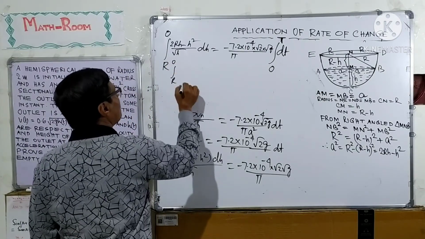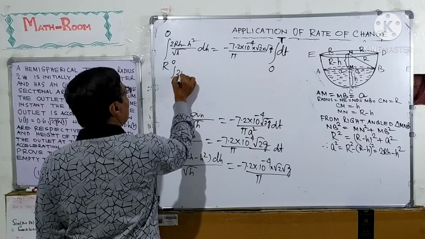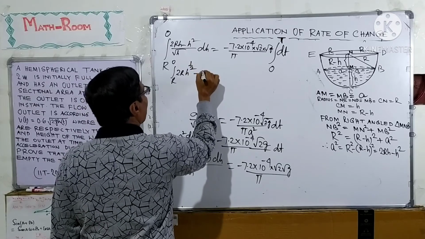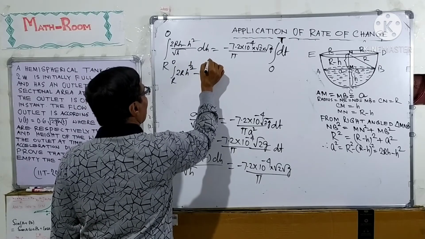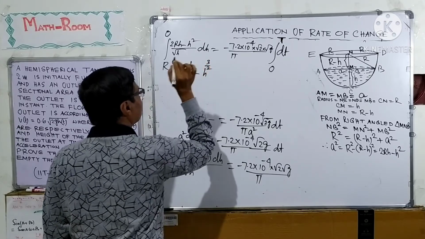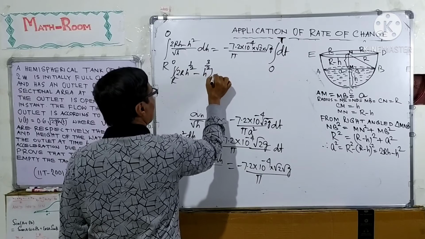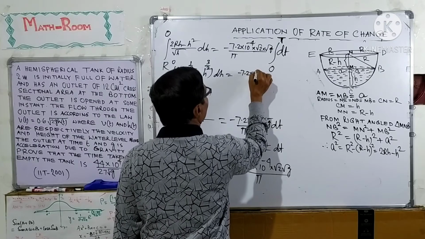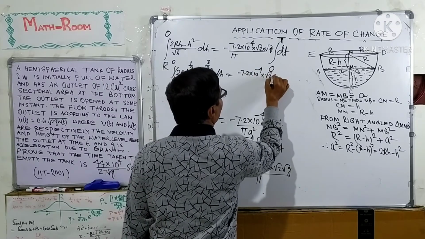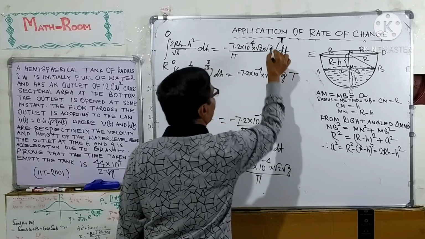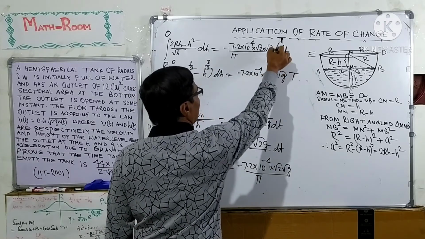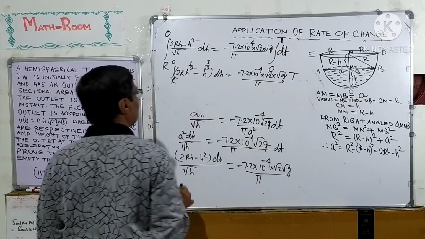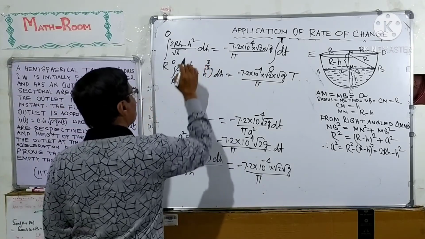Now, the integral from R to 0 of 2R h to the power half minus h to the power 3 over 2 dh equals minus 7.2 times 10 to the power minus 4 root 2 into root g into capital T over pi. After integrating, we get this value of the integration, capital T over pi. Now we can integrate this.